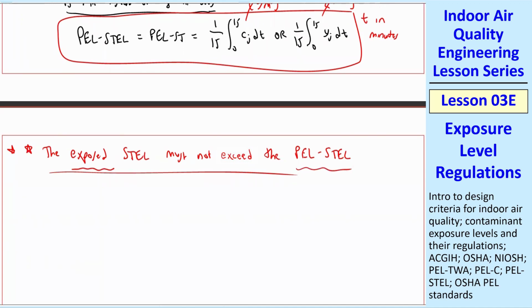Okay, there's one more that we'll talk about, and that's C, which is simply ceiling. And this is a level, either ppm or milligram per meter cubed, never to be exceeded, even instantaneously.